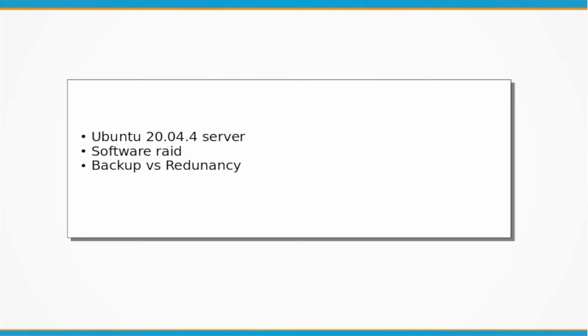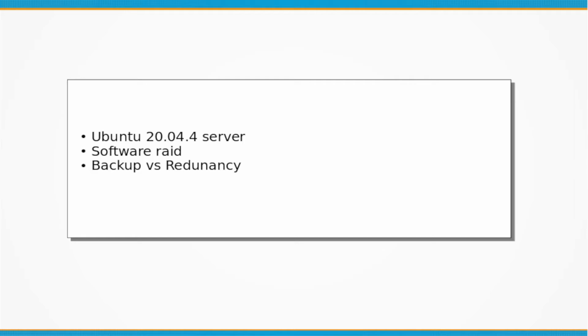So a backup is to recover files if they become corrupted, or let's say you deleted some files by mistake. You could go to your backup and you could retrieve those files from a previous point in time. And that is not what redundancy is in setting up a software RAID. That is for device failures.